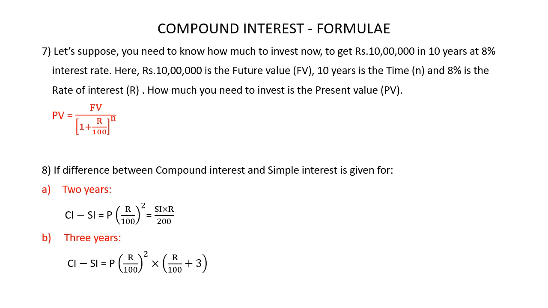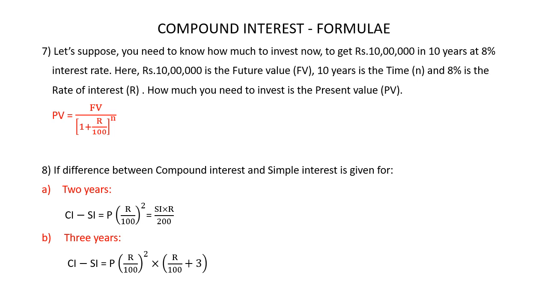So in the problem, if you are asked to find the principal and the difference between the compound interest and simple interest is given for 2 years, then use the formula CI minus SI is equal to P multiplied by R by 100 raised to the power 2. If in the problem you are asked to find the simple interest and the difference between compound interest and simple interest is given for 2 years, then use the formula CI minus SI is equal to SI multiplied by R divided by 200.